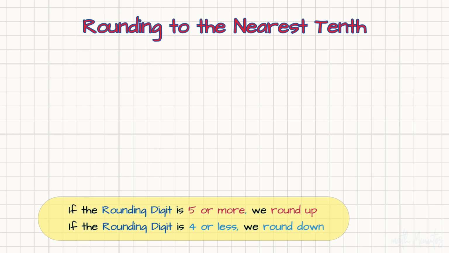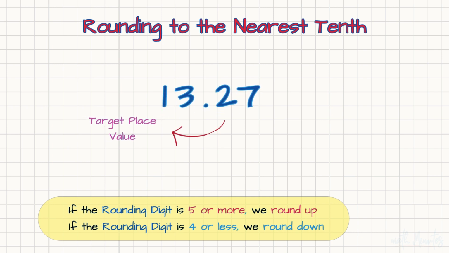Let's look at our previous example again. Our place value is the tenths digit this time, and our rounding digit is the hundredths digit. We see that the rounding digit is 7, which is higher than 5, so we round up. This means that our place value increases by 1 and our number now rounds up to 13.3.